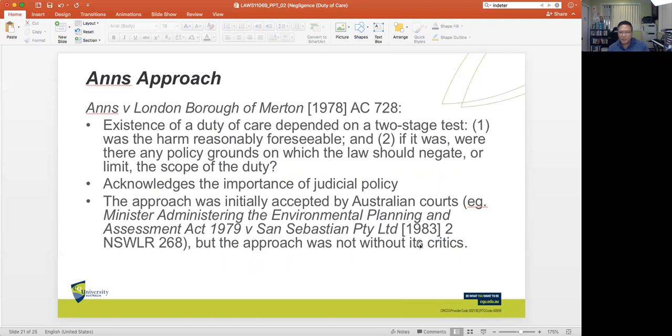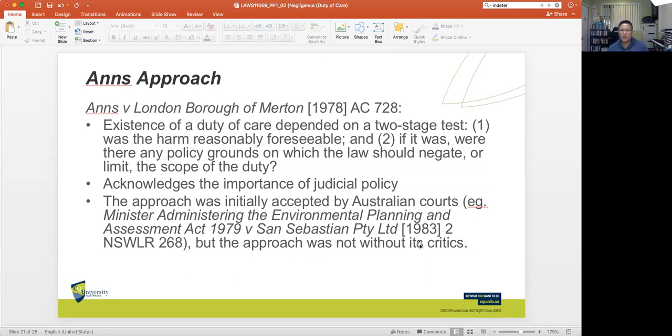But in this particular case, the House of Lords ruled that the existence of a duty of care, more than going to the issue of proximity, it depended on a two-stage test. One, was the harm reasonably foreseeable?